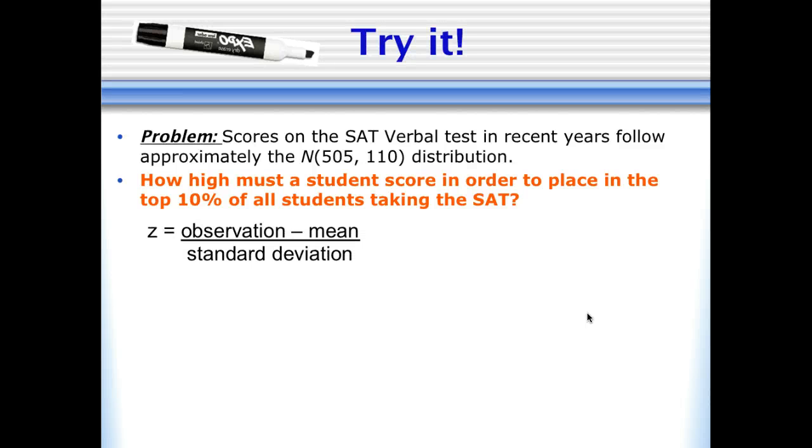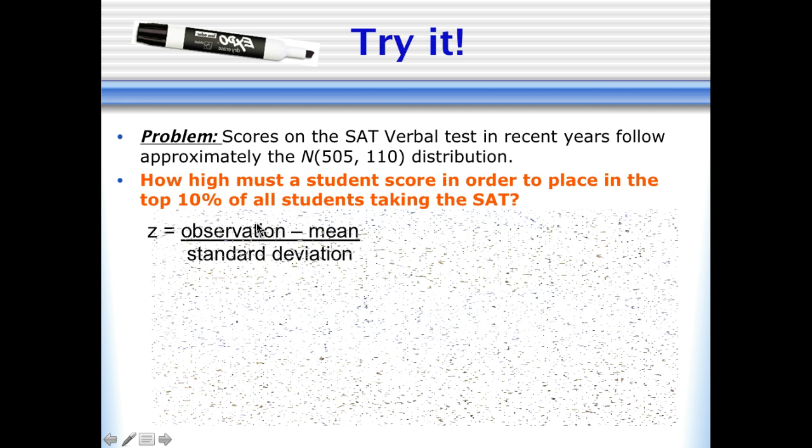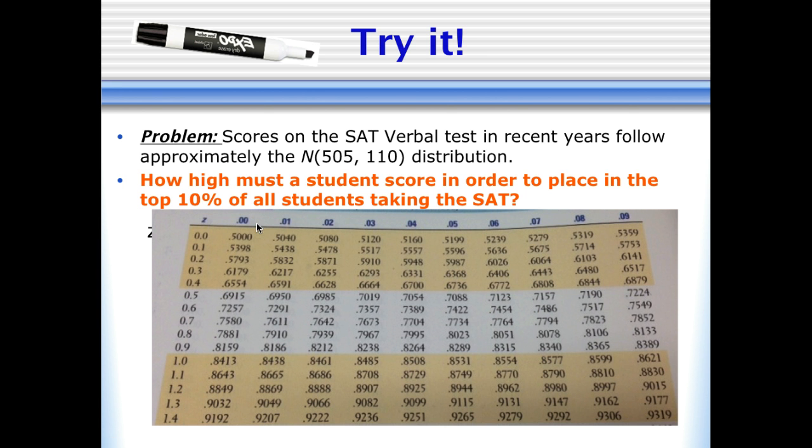Well, remember we have our z-score formula, and in this problem, I'm going to plug in everything that I know currently. I can plug in my standard deviation of 110, I can plug in my mean of 505, but notice I'm trying to solve for the observation. I don't know how high a student must score in order to fall in the top 10%. But I do know if there's 10% in the top of the distribution, that means I'm looking at them beating 90% of the students. So 10% at the top of the distribution means 90% below the student. So I'm going to go on here and I'm going to look for 90%.